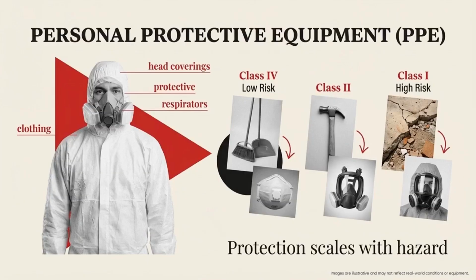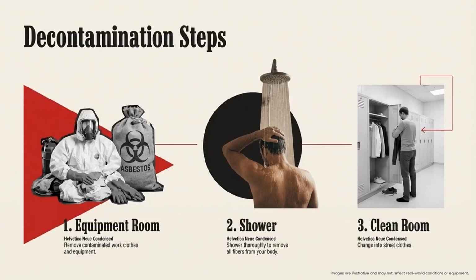Of course, you can't talk about safety without talking about PPE, or personal protective equipment. This is mandatory. We're talking disposable coveralls, gloves, and, most importantly, respirators. And the kind of respirator you need isn't a guess. It's determined directly by the class of work being done and how much asbestos is expected to be in the air.